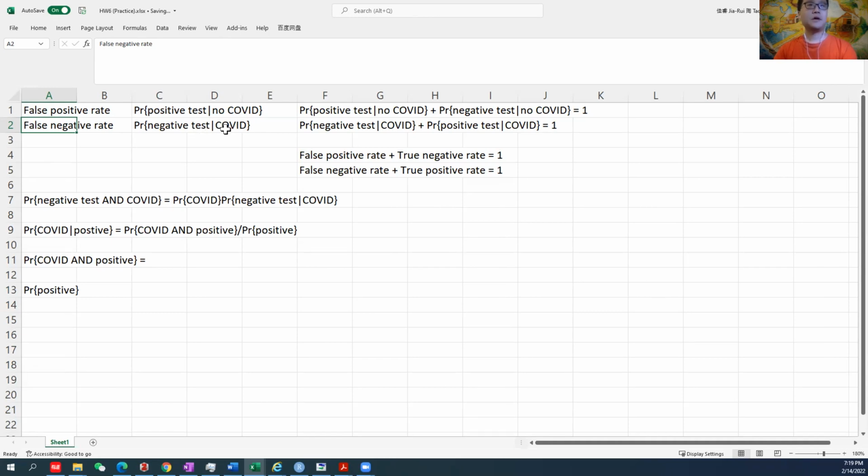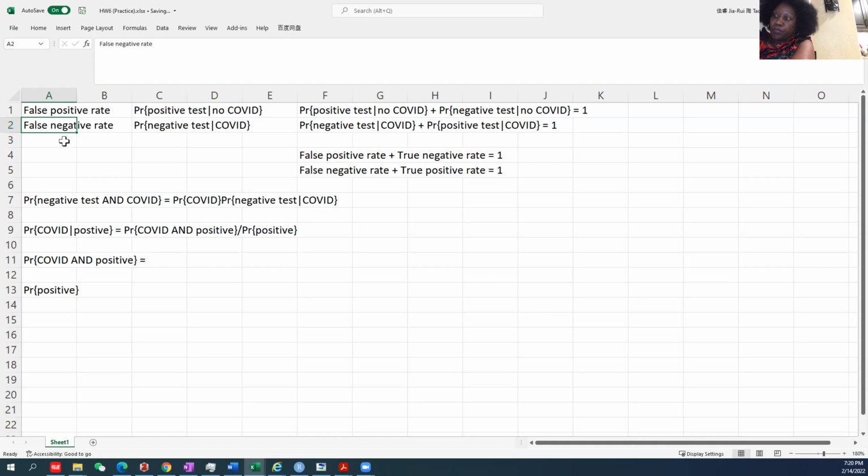Then out of these people or residents who actually have COVID, what's the percentage, or the chance, or the probability of them going into a test but getting a negative test? That's what's known as the false negative rate. What's important again is that it's a conditional probability. What's being conditioned is people that already have COVID.